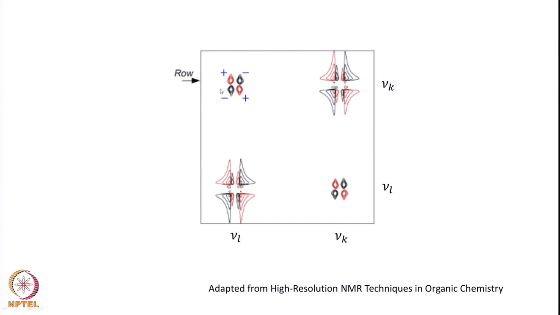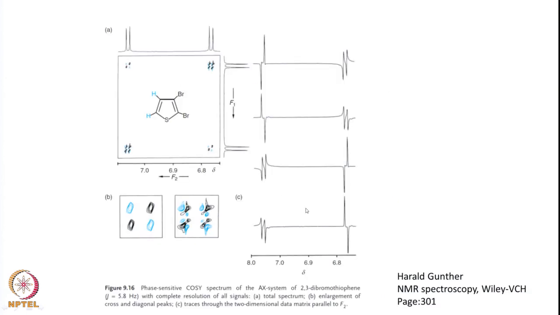So this comes from K spin, and similarly if you start from the L spin, again you will get 4 peaks in the cross peak fine structure. Now here is an experimental example. You can see this is the molecule we have. This is taken directly from Harald Günther's book, NMR Spectroscopy, Wiley. This one has 2 protons, and therefore this is an ideal AX spin system.